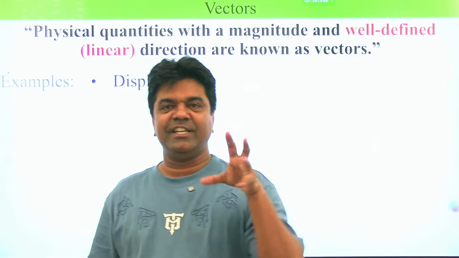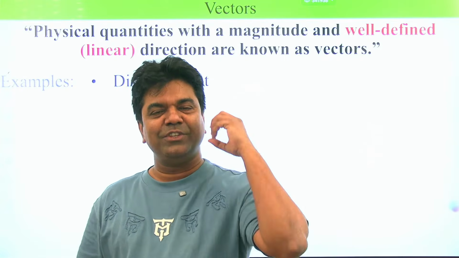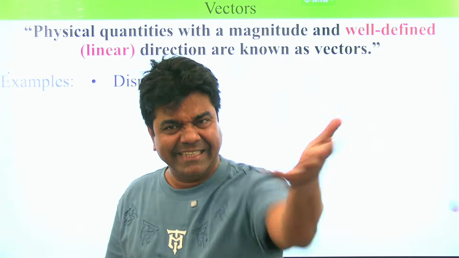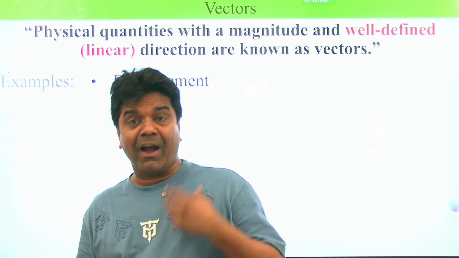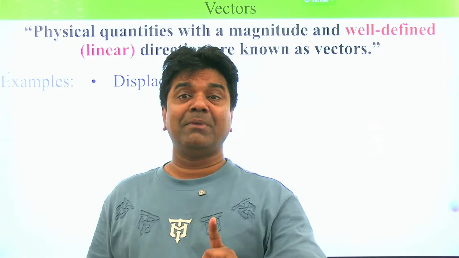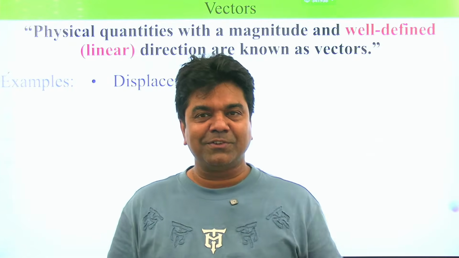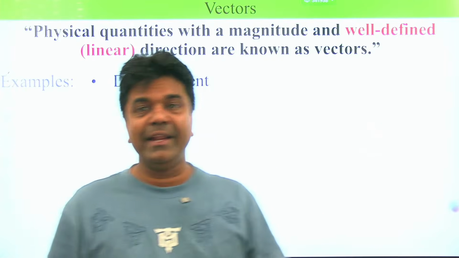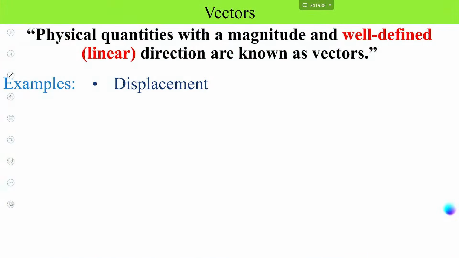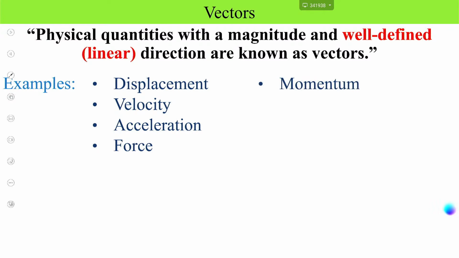If you want to consider a physical quantity, you have to define it. Sometimes you can obviously see the direction, or sometimes you can define a direction, but the direction must be linear. That is what we call a well-defined direction. So displacement, velocity, acceleration, force, and momentum are properly defined vectors.